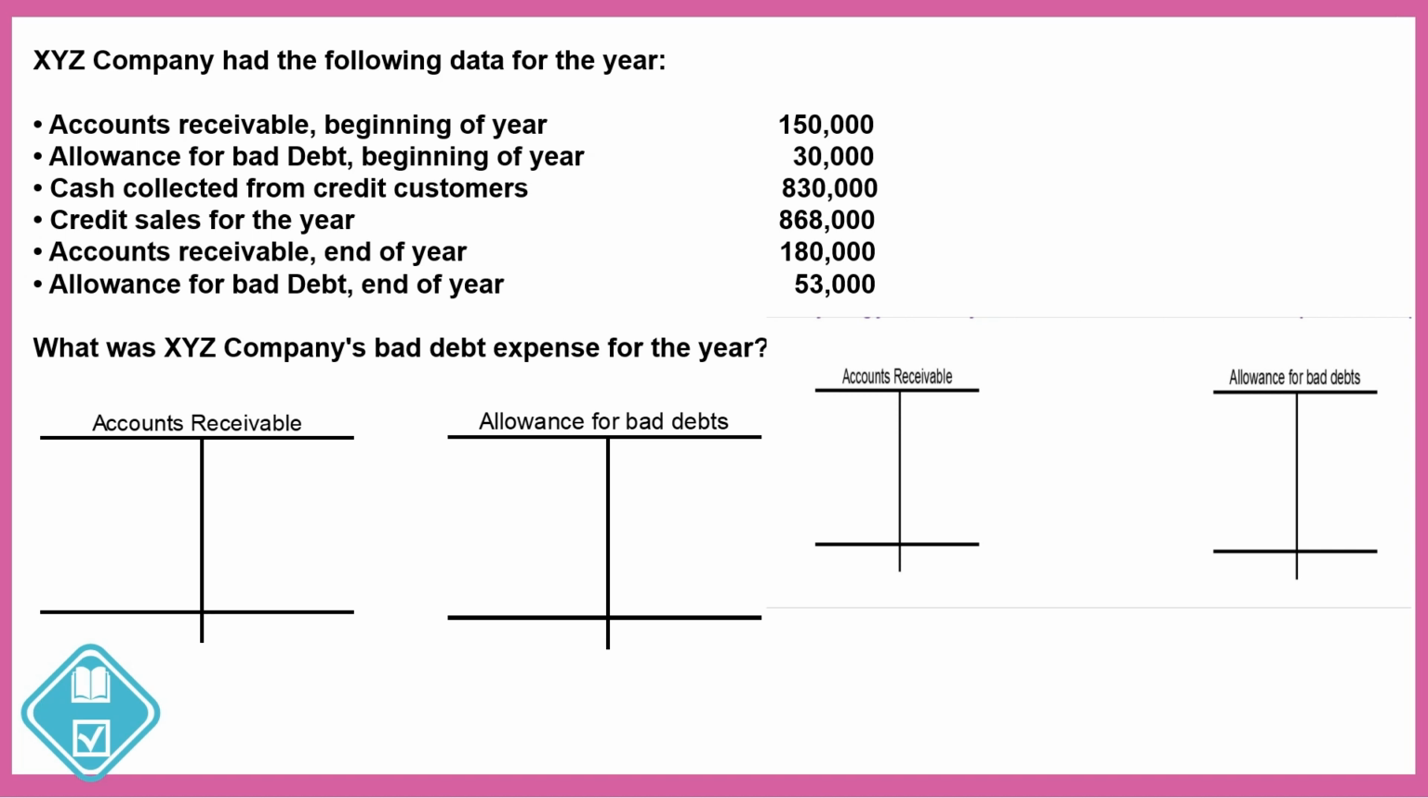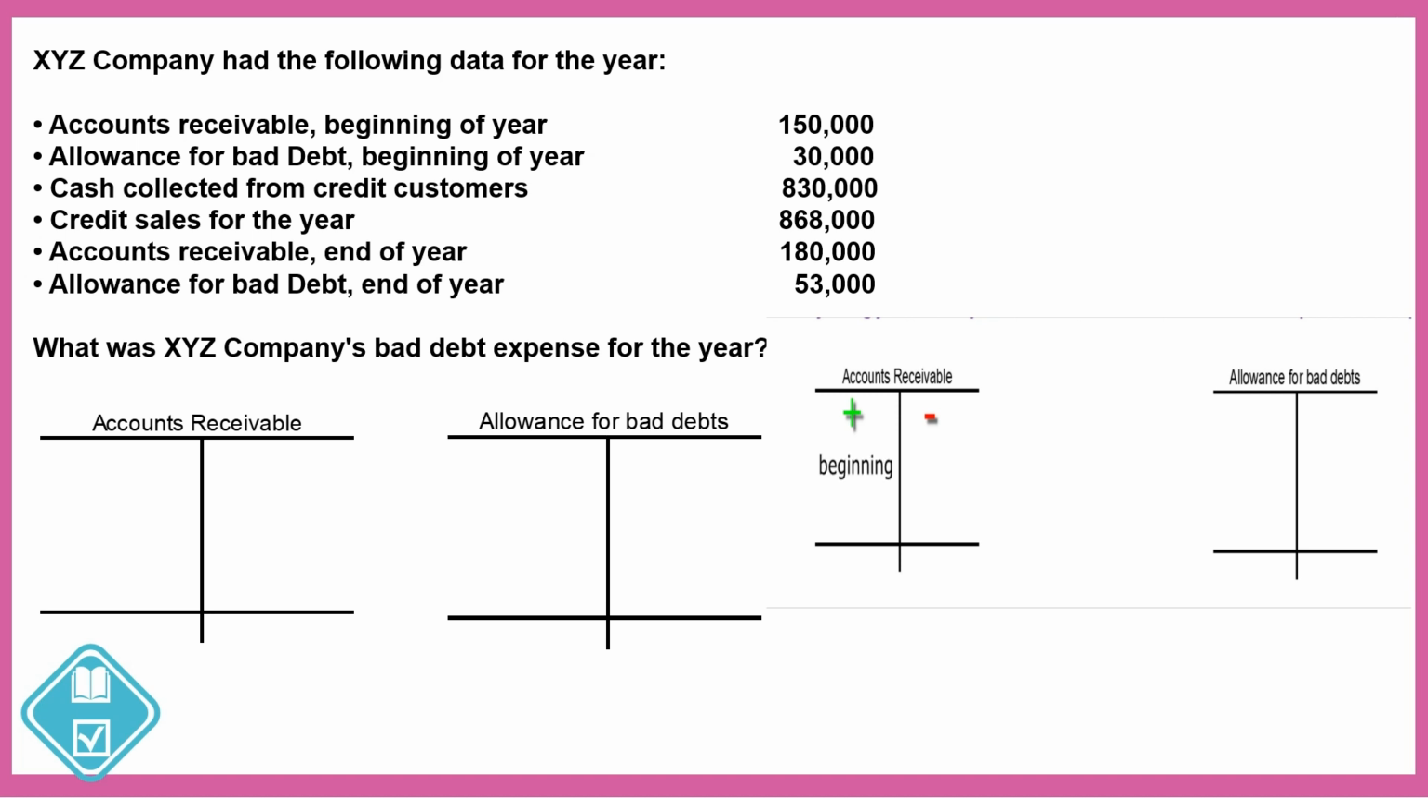This problem is asking about bad debt expense. And so anytime I do an allowance for a bad debt problem, I always like to analyze the two accounts of accounts receivable and allowance for doubtful accounts. The accounts receivable is an asset account that appears on the balance sheet. It increases on the left with the debit and decreases on the right with a credit.